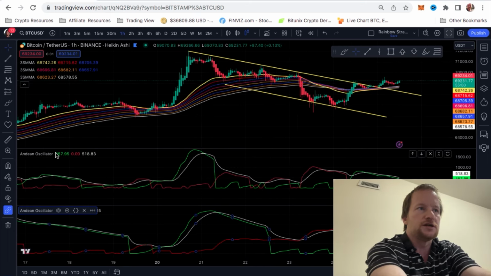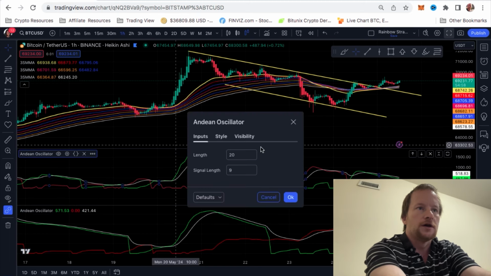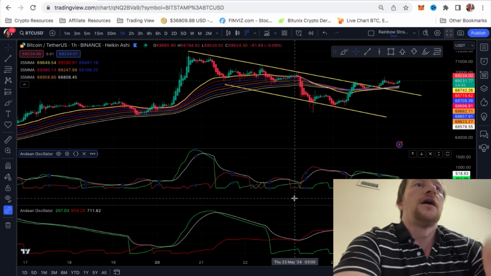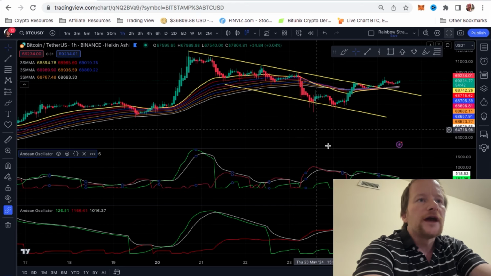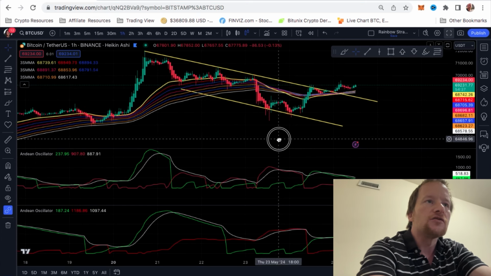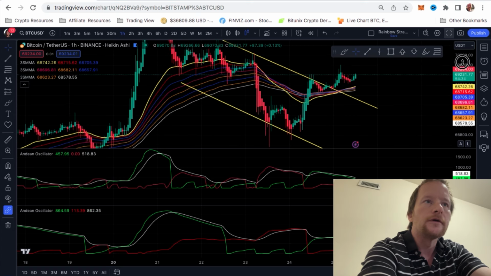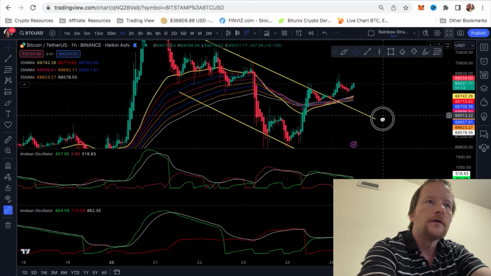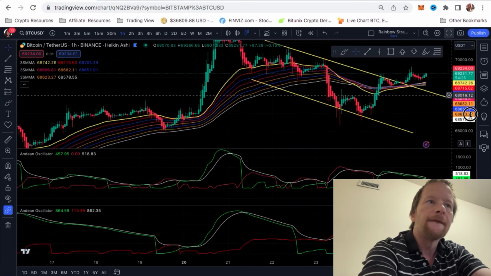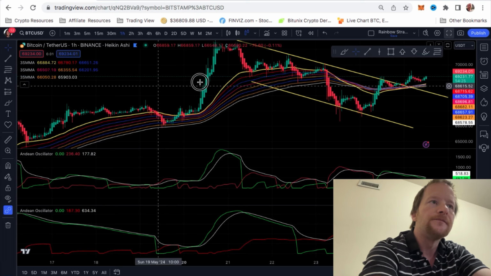The new settings for the Andean oscillator I have set here are 20 and 9. So if you want, you can change the length to 20 and the signal length to 9. We'll look at both scenarios, but first let's look at Bitcoin on the hour. Let's go back here and look at a couple of spots.